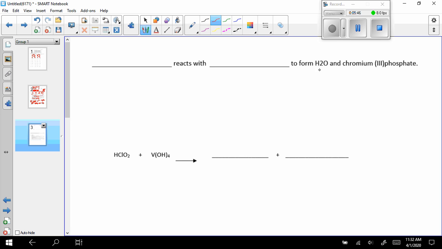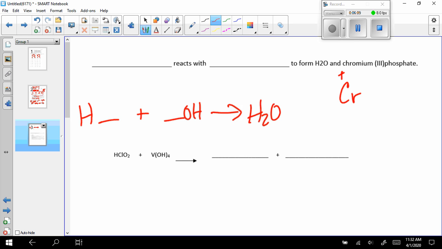Blank reacts with blank to form water and chromium phosphate. So now they're giving me the products first. So H2O is one of them. So first of all, I know I'm going to have a base. I'm going to have something with an OH. And I know I'm going to have an acid. So I know I'm going to have something that starts with at least one H. All right, chromium 3. Cr with a +3 charge. Phosphate, PO4, and that's a -3. So the other product was CrPO4.